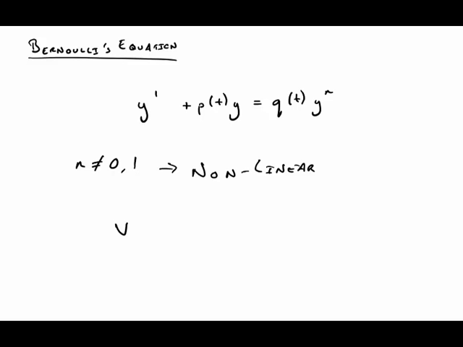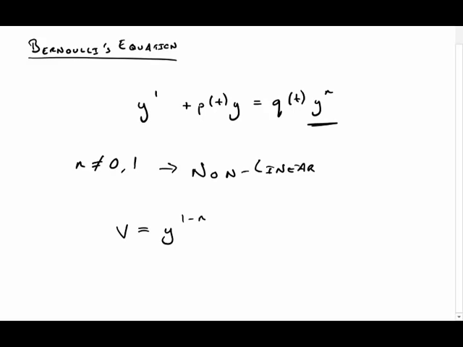But there we are. So the idea is that we introduce a new substitution, a new variable, effectively. It's actually going to be a new function. We're going to call it v, and v is y raised to the power of 1 minus n.